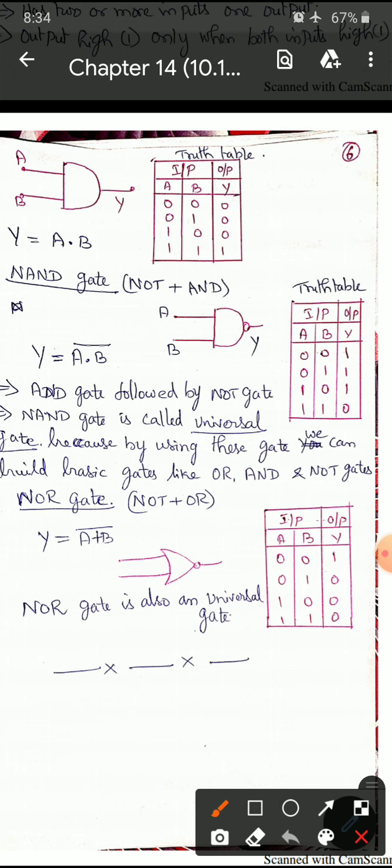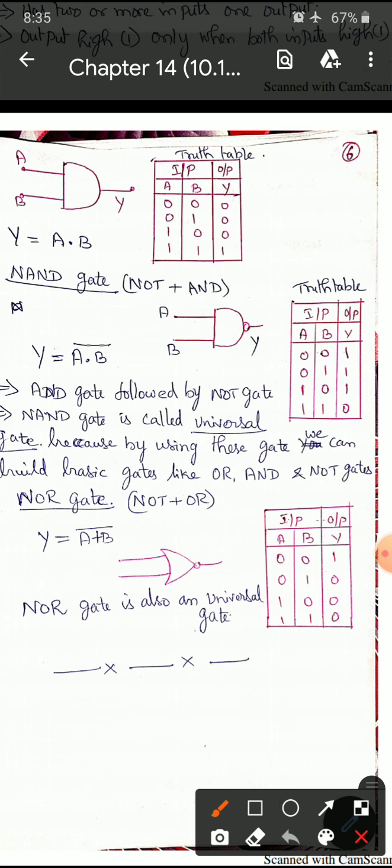Okay. So, next we can go for the NOR gate. NOR gate means, from the name itself, NOT plus OR gate. The symbol is given here. It is an OR gate plus a NOT gate: the OR gate symbol, and for the NOT gate we are using the bubble.